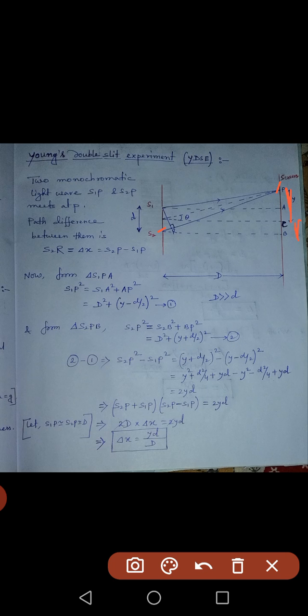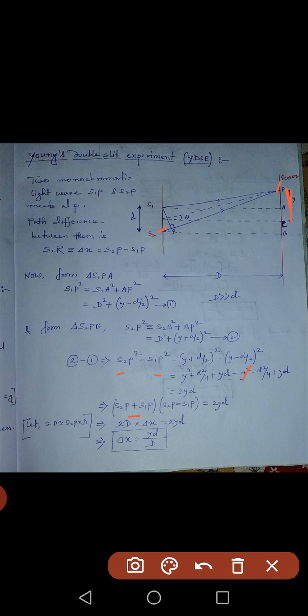Then we will subtract equation 2 minus 1. Once we do so, see on the left hand side what we are getting: S2P squared minus S1P squared. This capital D squared gets cancelled. You just open the brackets, apply the (a plus b) whole squared formula. That is just simplification. Certain terms will get cancelled, like y squared. Yd plus yd gives us 2yd. Now see, the left hand side is in the form a squared minus b squared.